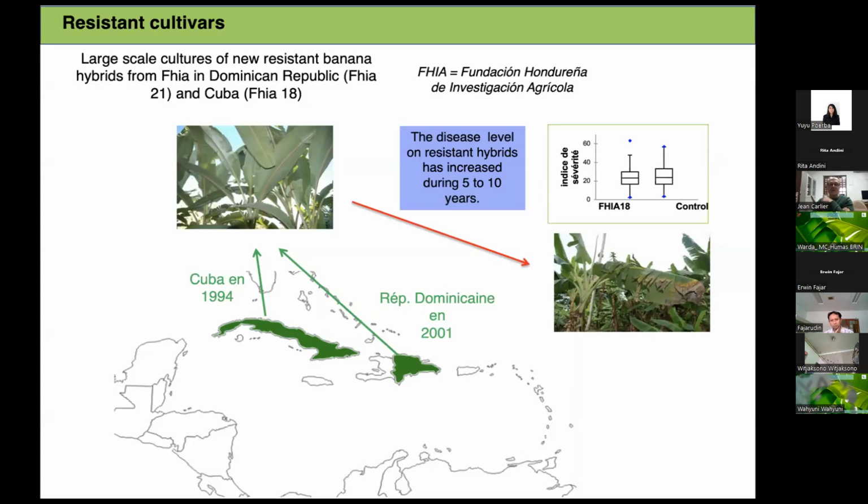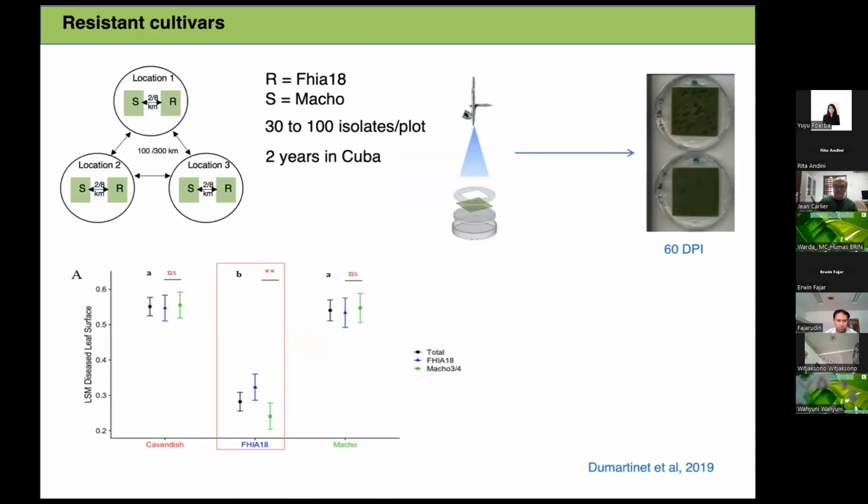But unfortunately, after 5 to 10 years of cultivation of these resistant hybrids, we observe that the disease level on these hybrids has increased, and today it's more or less similar to the one observed on susceptible cultivars. So we suspect that, because we know that fijiensis could have a very high evolutionary potential, there is an adaptation of pathogen populations.